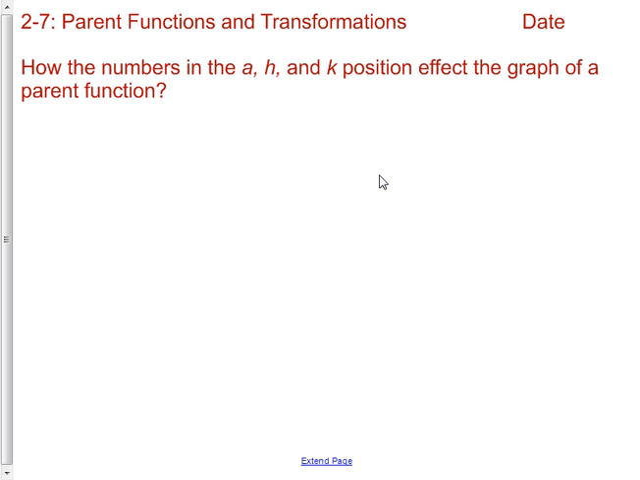Today we are covering parent functions and transformations. Update your table of contents and then start your title page. Go ahead and hit pause.